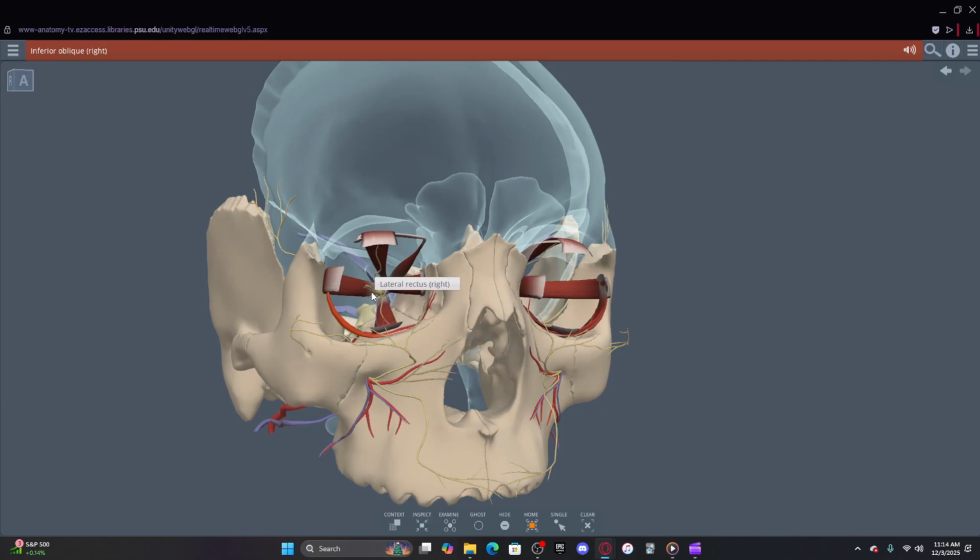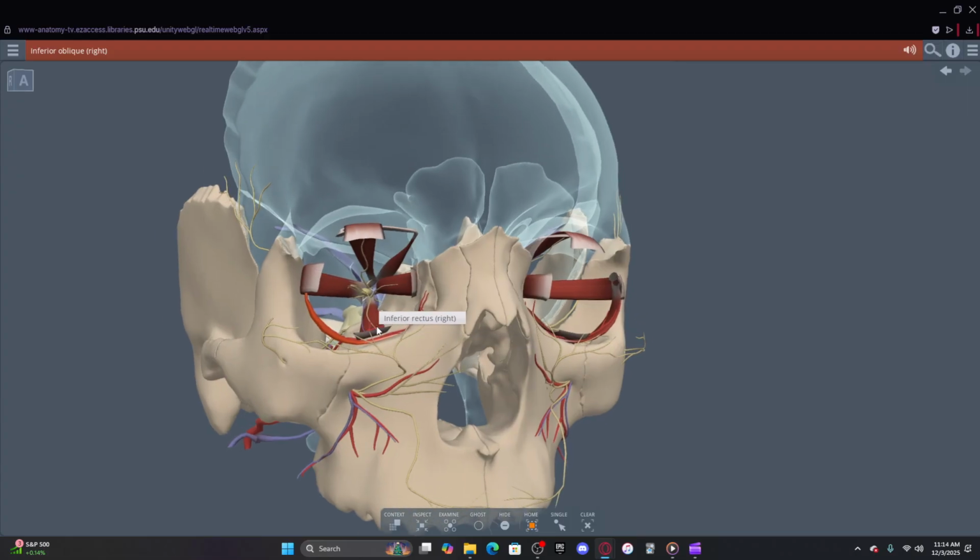And then we have the lateral rectus, so the eye is moving laterally. Superior rectus up, inferior rectus down. But inferior rectus is turning towards the right, or superior rectus is turning towards the right, inferior rectus is turning towards the left.